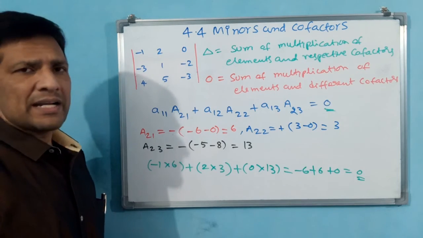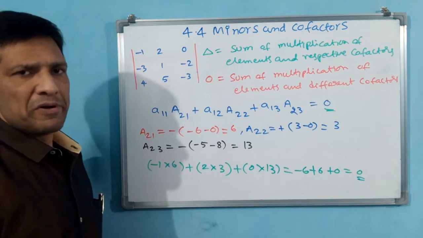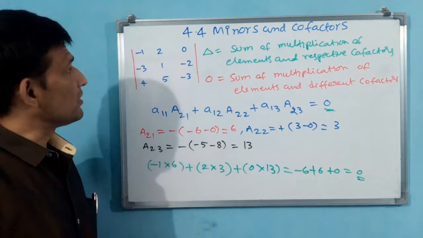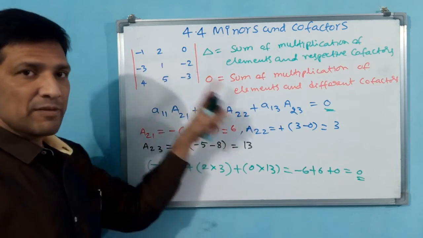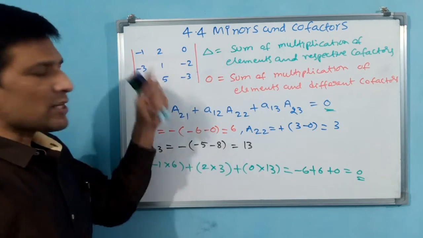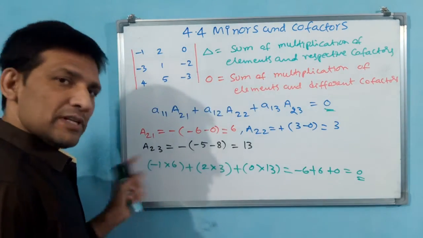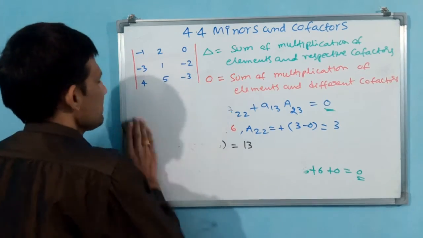Okay, now let us go directly to exercise 4.4. First question we will do. First question, two parts are there. We have forgotten one more thing. Until now we have studied these minors and cofactors for 3 by 3. What about 2 by 2? Let us study 2 by 2 also, then we go for the exercise. In the exercise, only one question we will do in this class.